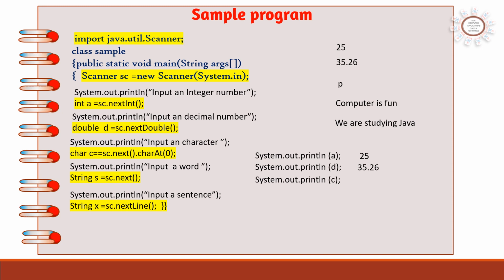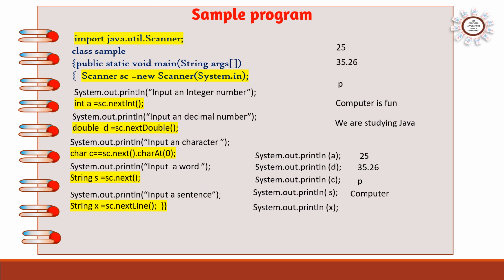And now System.out.println(c). c is a character variable. We have stored the character P. So the output will be P. Now System.out.println(s). In s, while we were typing, we said "computer is fun." Space is coming in between. So the command is sc.next. sc.next will accept only one word, till the space comes. The remaining characters or words will not be taken. So here we can see the output as computer. The rest is not taken because the command we have given is sc.next.